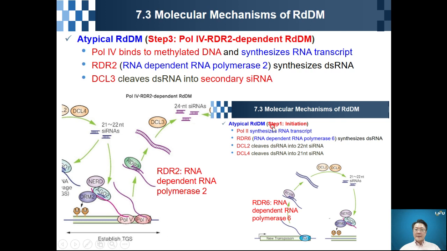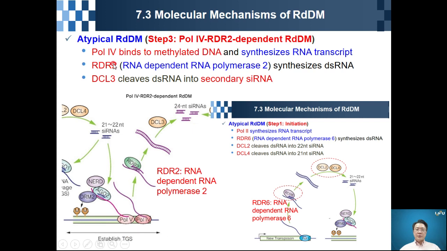In the initiation step, we can go over it once again. RNA polymerase 2 can synthesize the RNA transcript. After that, RDR6 synthesizes double-stranded RNA. After that, DCL2 and DCL4 cleave the dsRNA into siRNA. So in step 3, in the atypical RdDM, RNA polymerase 4 binds to the methylated DNA and can synthesize the RNA transcript. After that, RDR2.